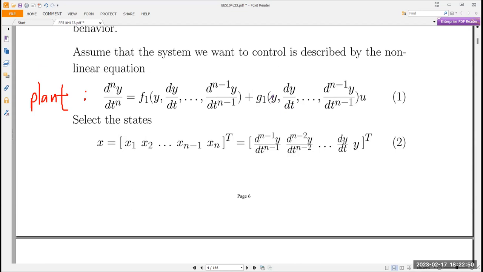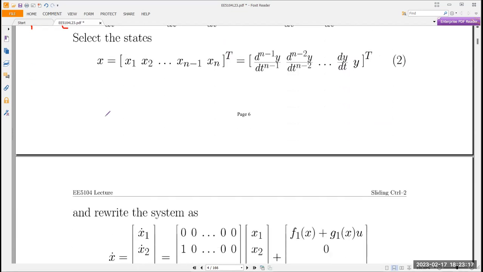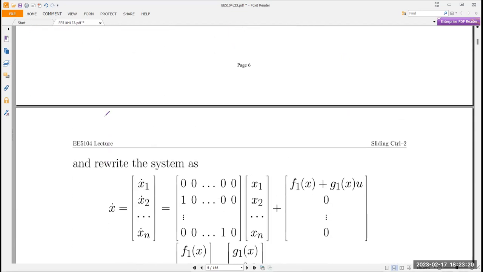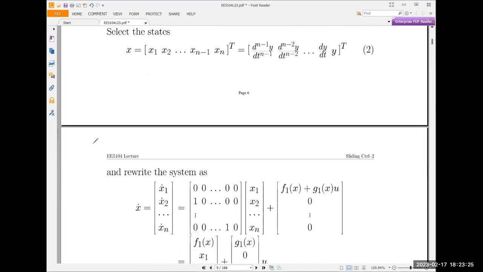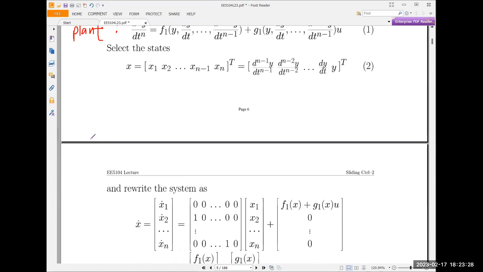So it's quite standard. We will define the states x1, x2, x3. My way of defining here is xn will be equal to y, xn minus 1 is dy/dt, and xn minus 2 is d2y/dt squared. If you define the states like that, y is the output, and then you can write down the state space form like that. This should be fairly standard state space.